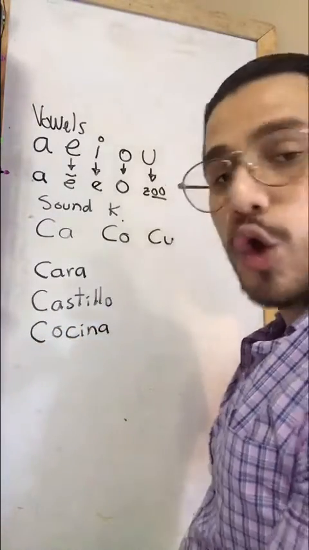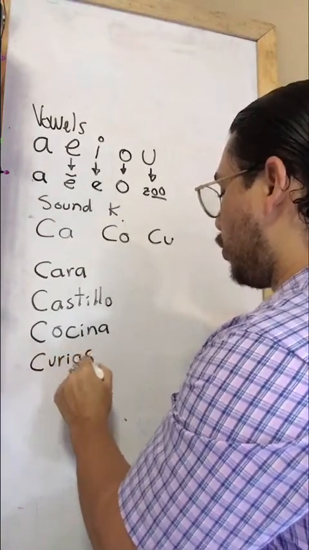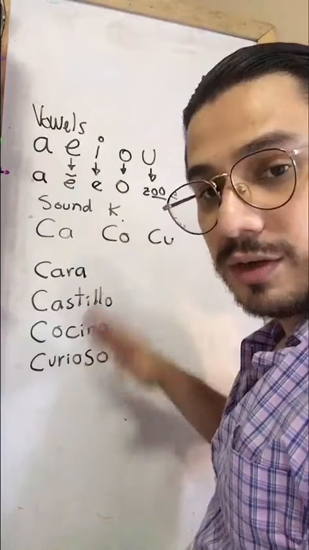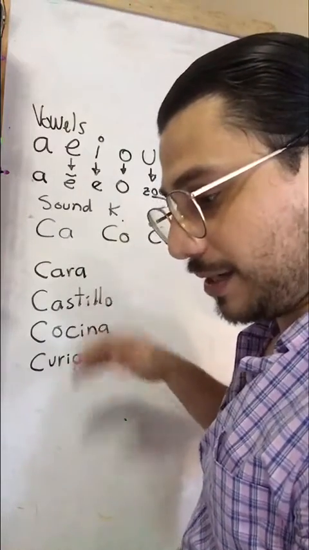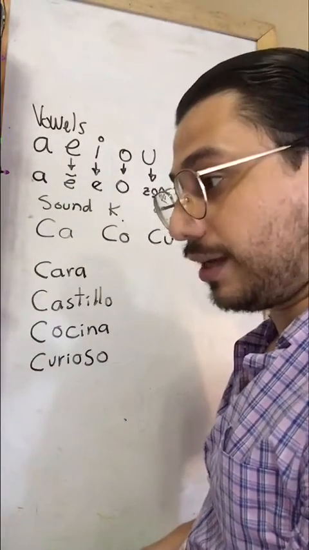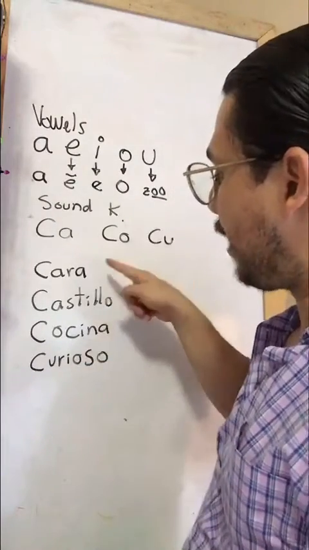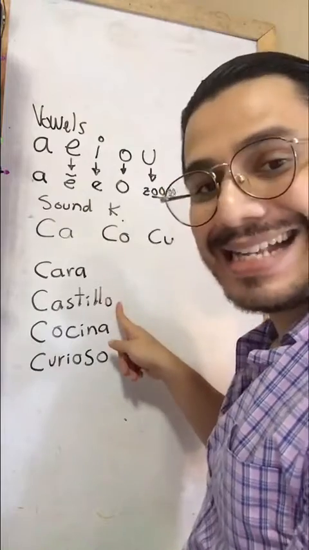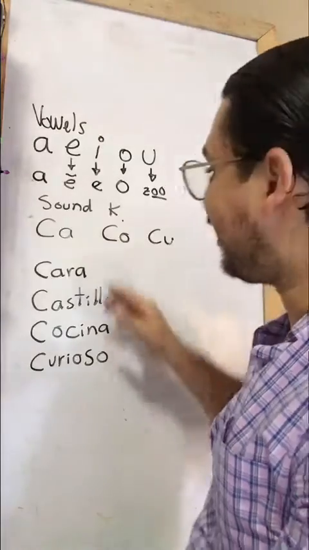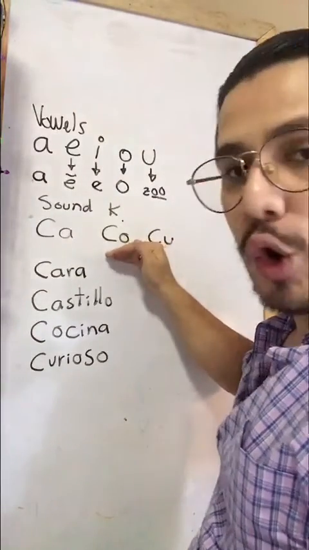We have cocina, cocina. And we have curioso, curioso. I'm sorry if they don't have accents, Spanish teachers in the world. I already had Spanish in university learning how to put accents. I can't. I'm gonna die not knowing how to make an accent, so I'm sorry. So, curioso, because I'm pretty sure curioso could have an accent. So we have cara, castillo, cocina, curioso.